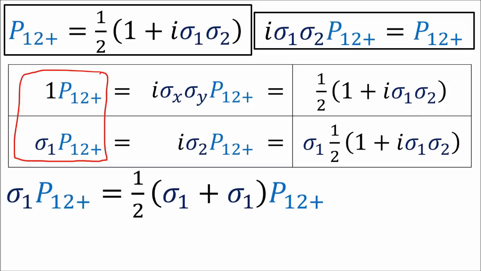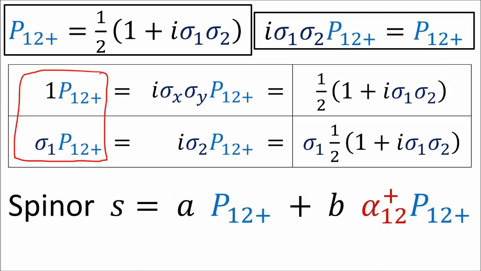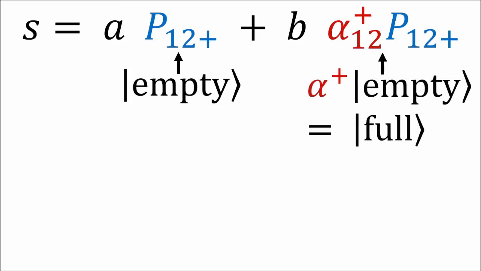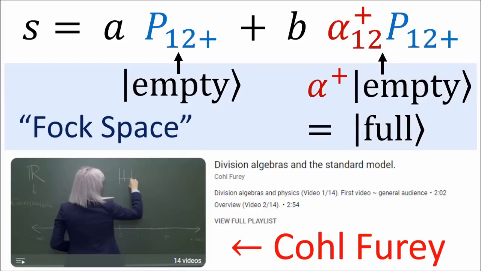Also notice that we can take sigma 1 times the projector and use a bunch of algebra to rewrite it as alpha plus times the projector. This is an equivalent way of writing our spinor components. This gives us a two-component spinor in Cl_{2,0} over C. You might notice that the first component looks a little bit like an empty fermion state, and the second component looks a bit like a filled fermion state. Cole-Fury makes note of this fact as well in her playlist, when she refers to this as a Fock space.